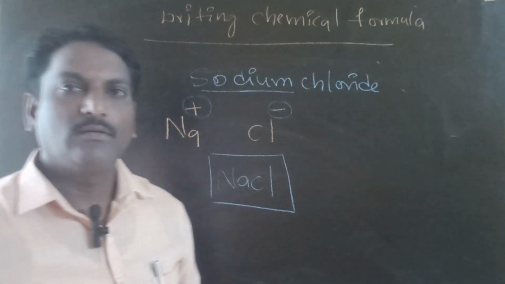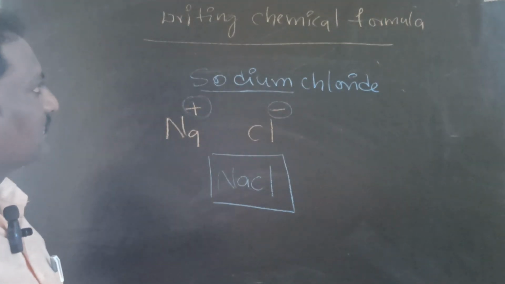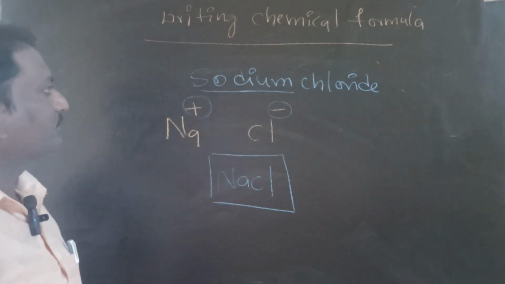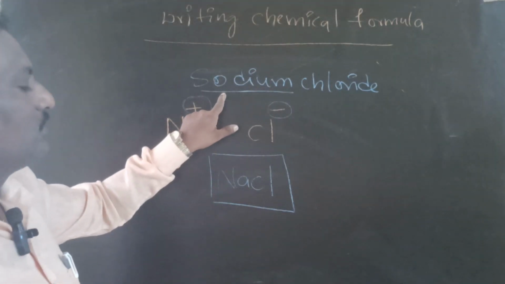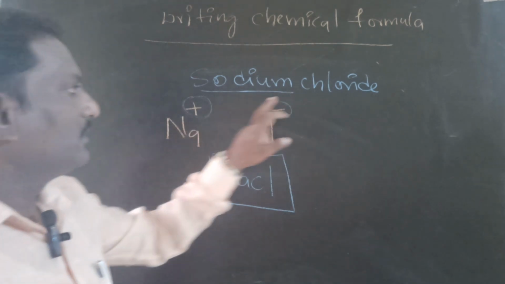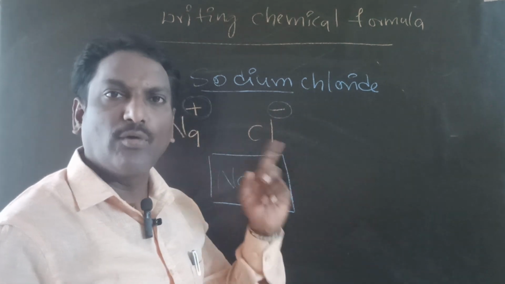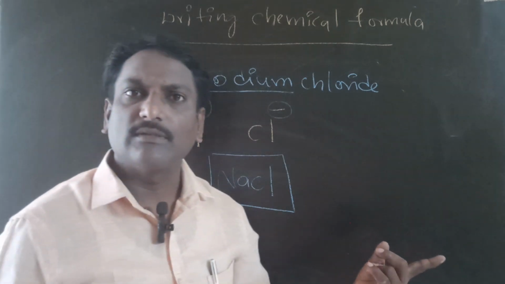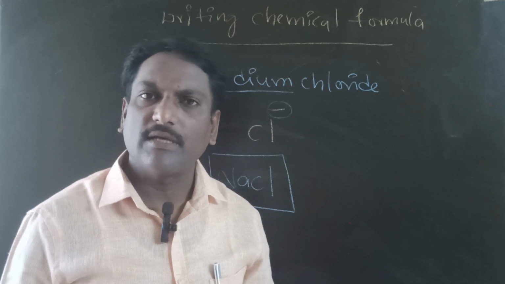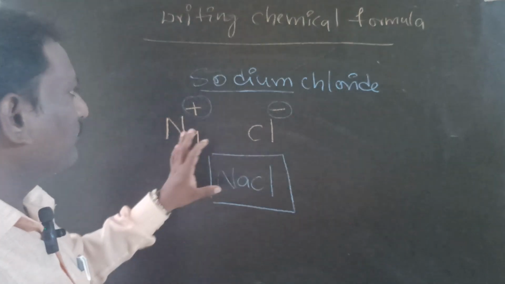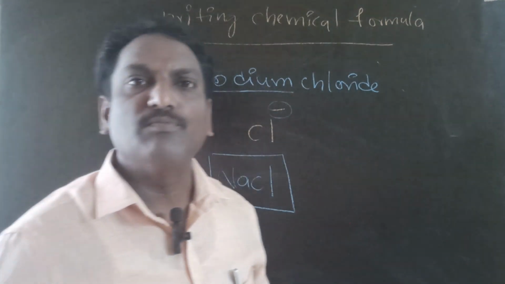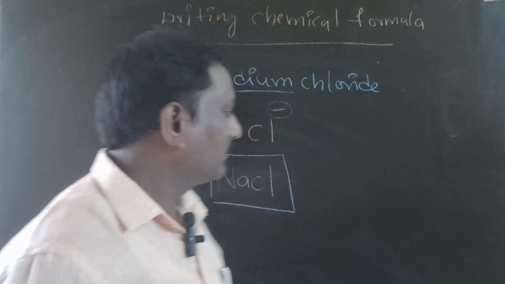Is it clear? We are discussing writing chemical formula. Example, sodium chloride. So we should write the ions: sodium ion Na plus, chloride ion Cl minus. If you have no idea, please go to the previous video, where I have given the list of ions, cations as well as anions. Please go through that. Right, this is the formation of sodium chloride, also called common salt, simply salt.